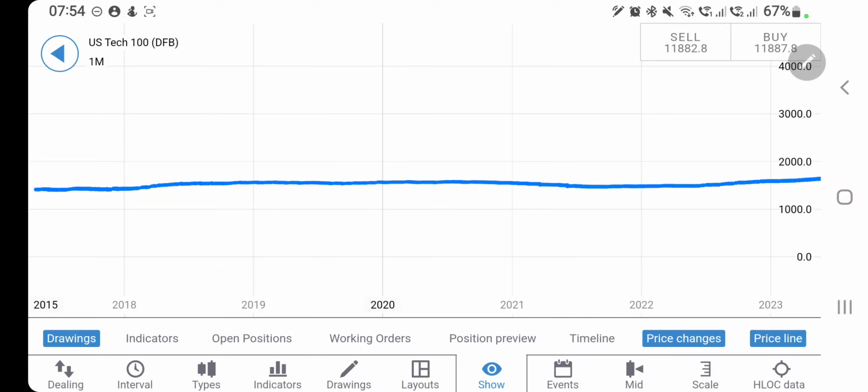So always put a trailing stop loss. This is definitely going to help in these volatile times. Adopt these two rules and you will definitely profit.